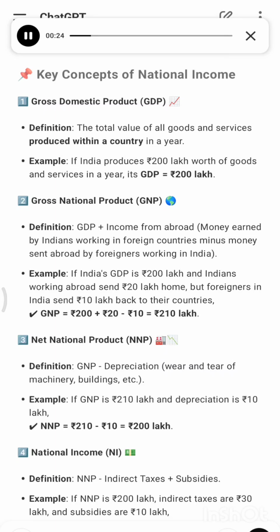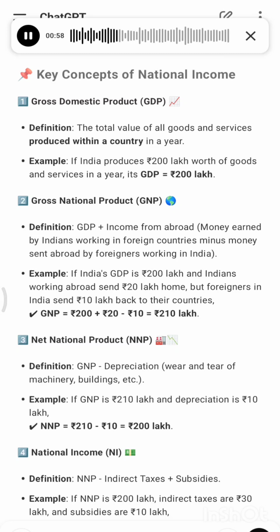Example: if India produces 200 lakh worth of goods and services in a year, its GDP equals 200 lakh. 2. Gross national product, GNP. Definition: GDP plus income from abroad, money earned by Indians working in foreign countries, minus money sent abroad by foreigners working in India. Example: if India's GDP is 200 lakh and Indians working abroad send 20 lakh home, but foreigners in India send 10 lakh back to their countries, GNP equals 200 plus 20 minus 10 equals 210 lakh.